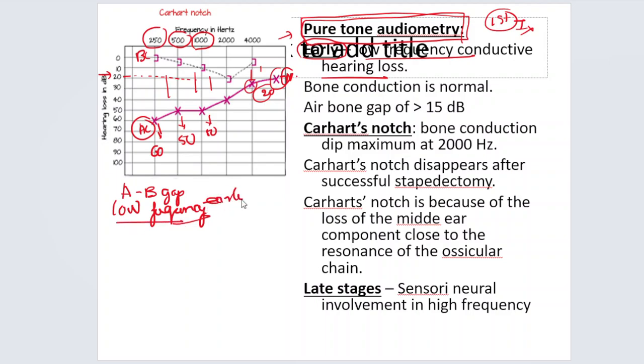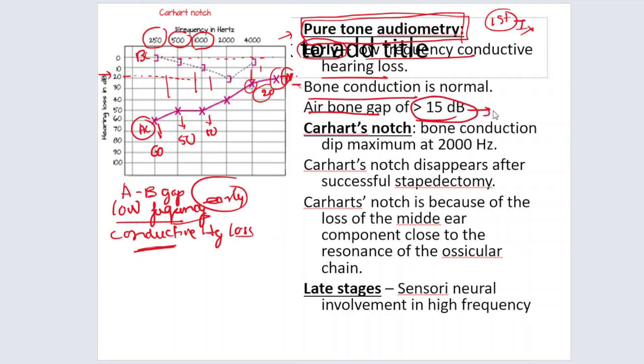Early stages, you have the low frequency conductive hearing loss. So you have to remember this again and again. Initially, in early stages of otosclerosis, there is an airborne gap and there is a low frequency conductive hearing loss. Bone conduction is normal. Basically, the bone conduction will actually be in a straight line in most of the cases. In some cases, the airborne gap will be greater than 15 decibels.